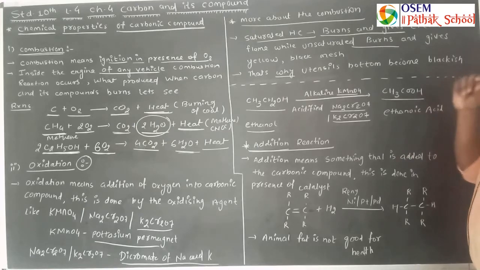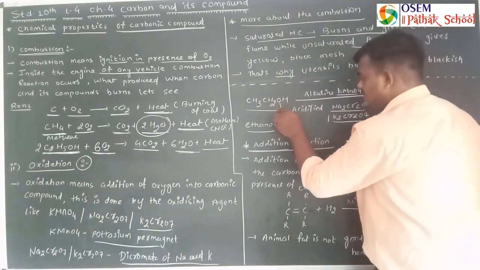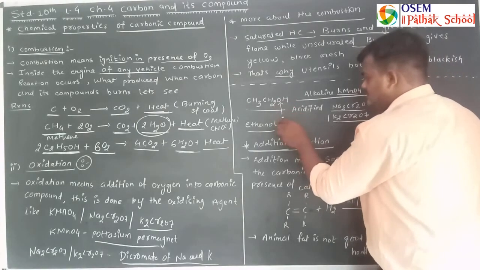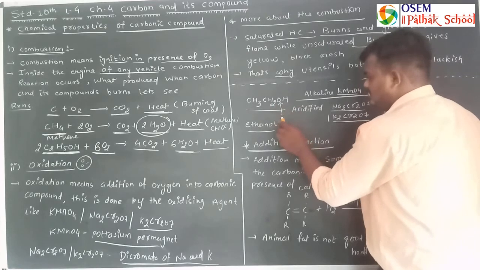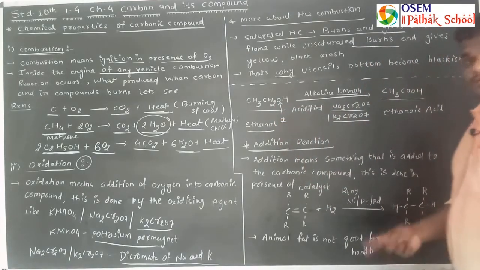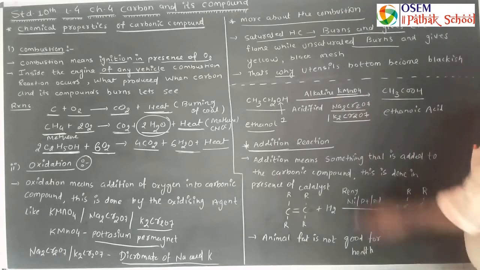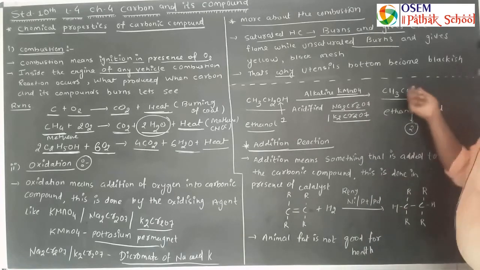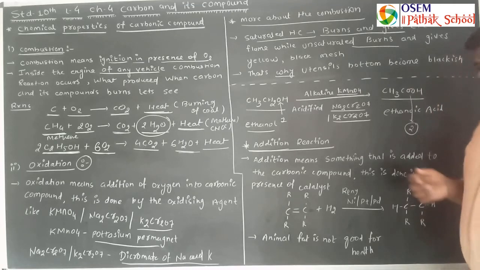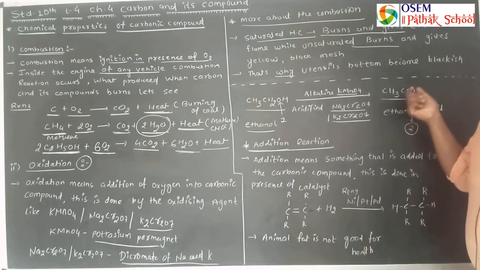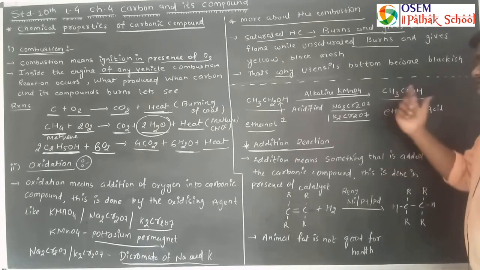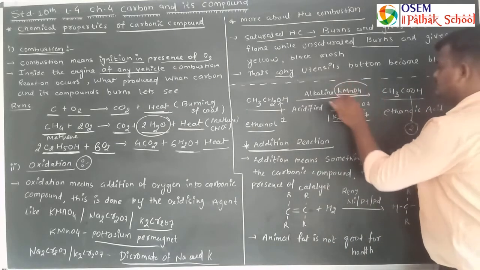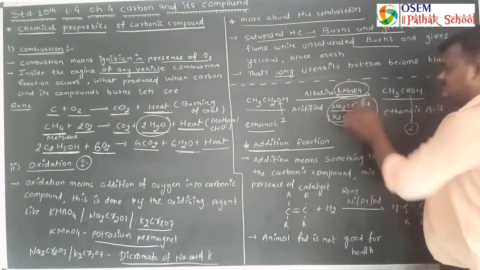So what will happen, look here, generally one oxygen is already available, just one oxygen. Now after the completion of the reaction, two oxygens are obtained here. So you know that oxygen is added here, and this is done by these oxidizing agents.